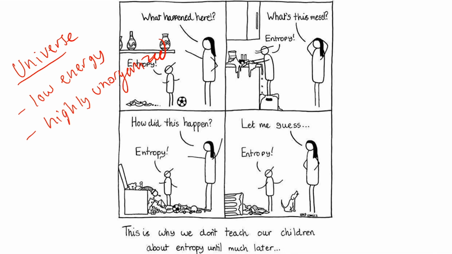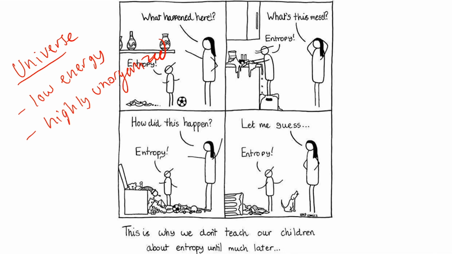But the bottom line of the picture says, this is why we don't teach our children about entropy until much later. So we think you're old enough and wise enough to handle this information. Yes, absolutely. And of course, when we're talking about a stereotypical teenager, a lazy, unmotivated, disorganized teenager, we're not referring to you, obviously. No, you guys are not like that. No, absolutely not. All right, guys.